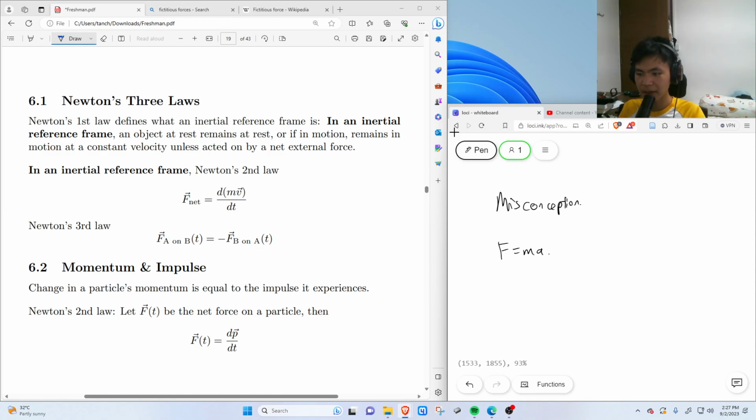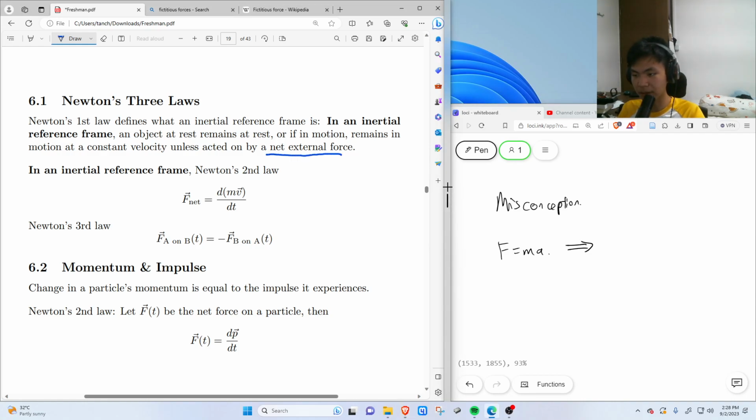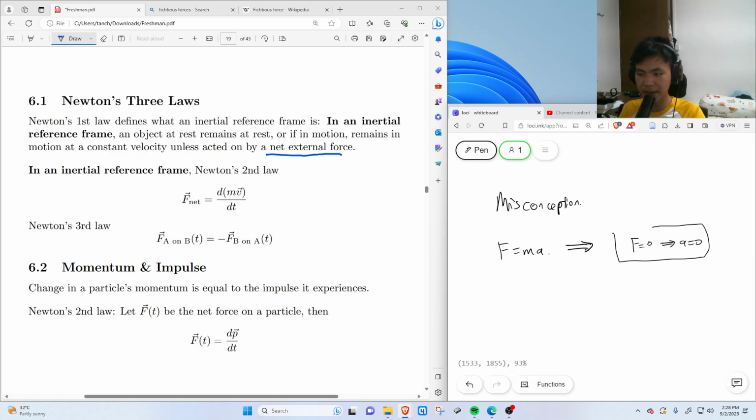And Newton's first law says that an object at rest will remain at rest, and an object in motion will remain in motion unless there's an external force. So basically, Newton's first law is saying that F equals 0 implies a is 0. If you have no net force acting on you, then your acceleration is 0, and your velocity is constant.